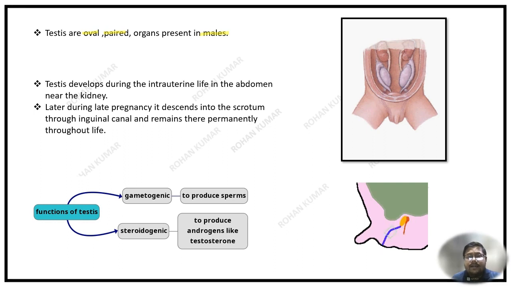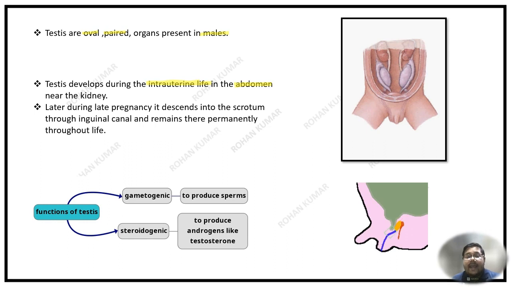Now, the first thing that we are going to study about the testis is its location and its development. Generally, people think that because testes are located in the scrotum, they develop there. But that is a misconception. Testes actually develop inside the abdominal cavity. Their development begins during the intrauterine life, that is, when the fetus is within the womb of the mother, and it begins development in the abdomen.